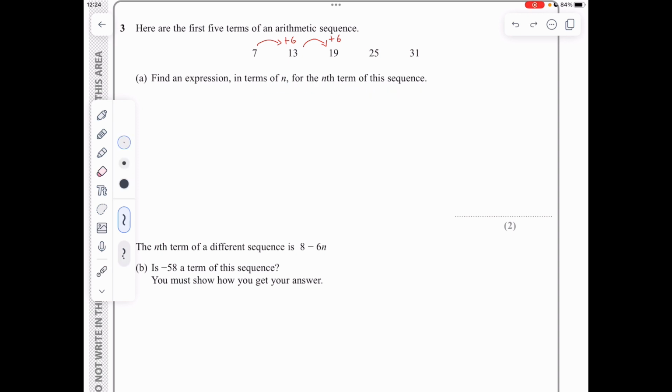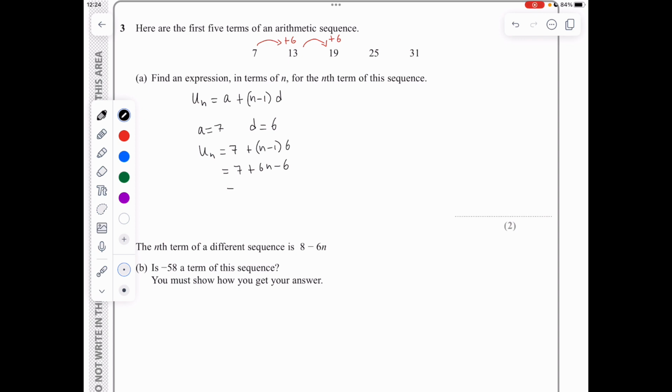Well, if you are familiar with the formula for the nth term of an arithmetic sequence, this tells us that the nth term u_n is given by a + (n − 1)d, where a is the first term and d is the common difference. So in our case, a is 7, the first term, and d is 6 because we keep adding 6, and therefore u_n will be 7 + (n − 1) × 6. I will expand this to simplify even though it's not necessary. So this leads to 6n + 1.